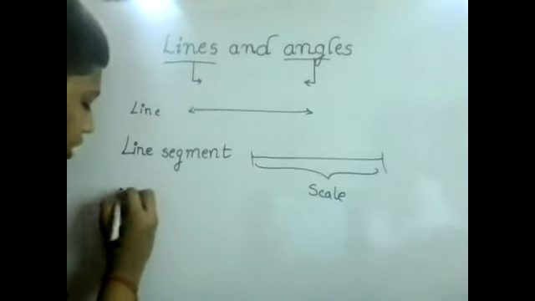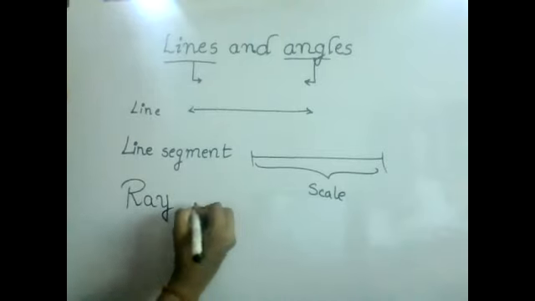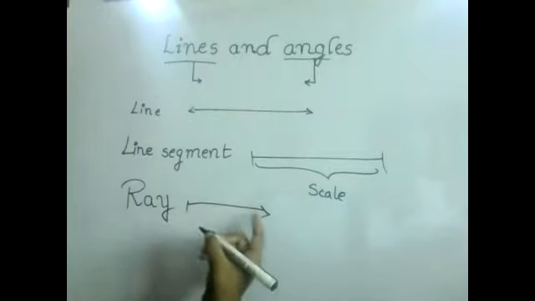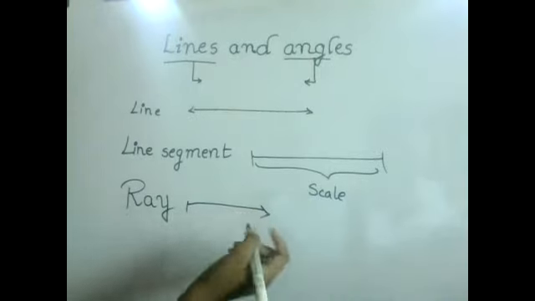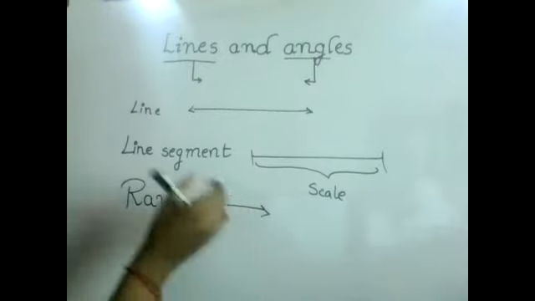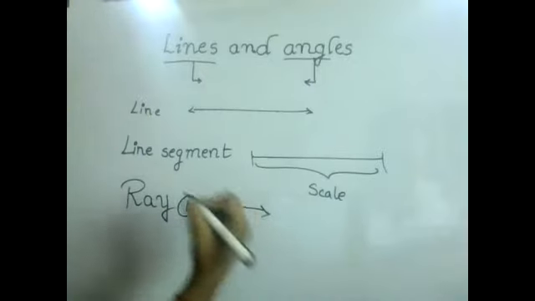Next, we are going with the third part. What is a ray? A ray has one starting point, but it does not have any ending point.